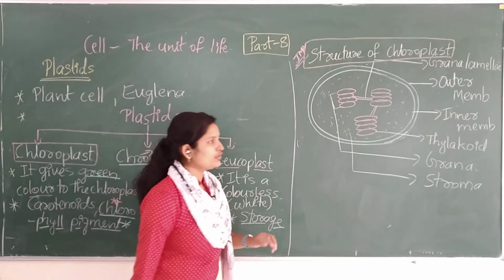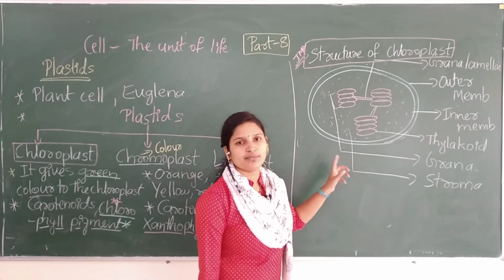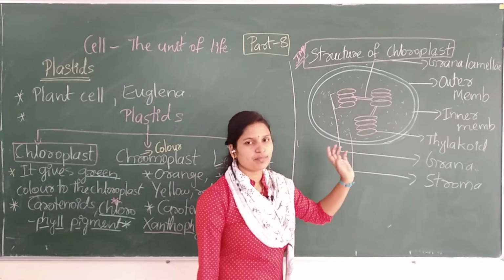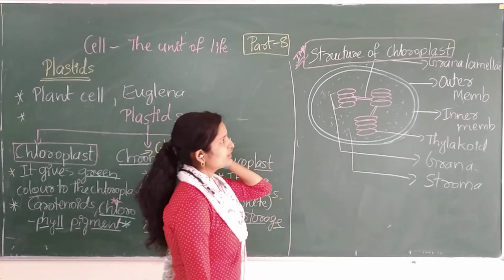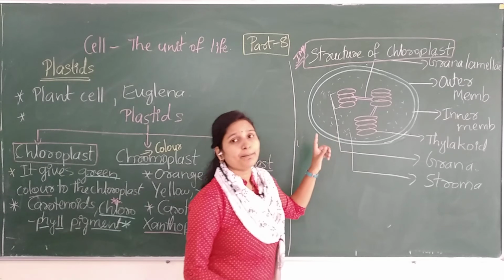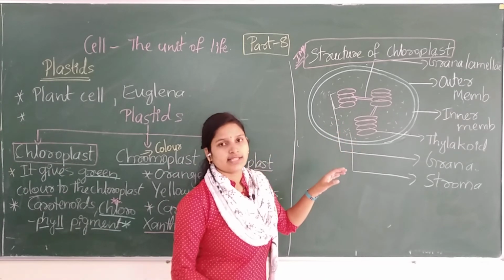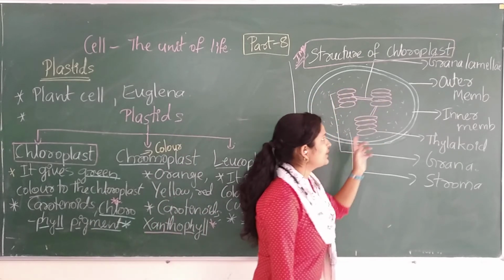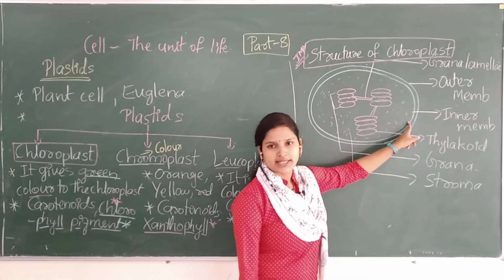So listen carefully, it is the structure of chloroplast. It is looking somewhat like mitochondria. Mitochondria have finger like projections, but here there are no finger like projections, that is the difference. This is the structure of chloroplast. These structures are located in the mesophyll cells of the plants. This will be an outer membrane and this one will be an inner membrane.